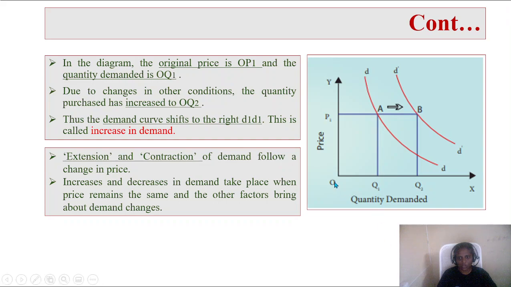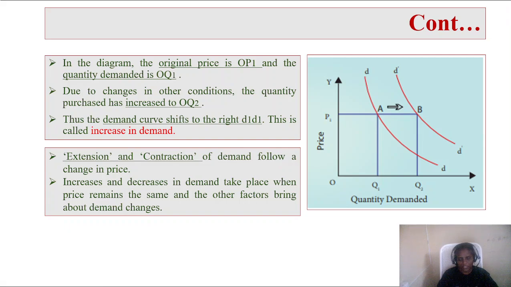At that time what happens? Though the price level is 0 to P1, what will happen to the quantity demanded? The quantity demanded will increase from 0 Q1 level to 0 Q2 level. If you join both the P1 and Q2 points, you will get an edge point B, where if you draw a curve, you will get an increase, or a shift to the right side of the demand curve from D level to D dash level.